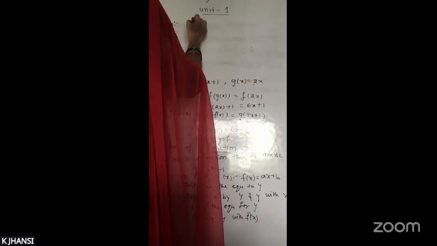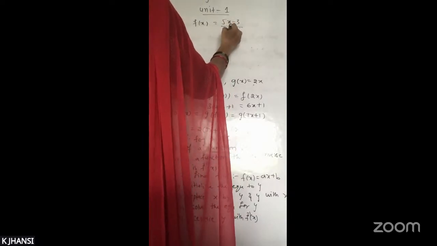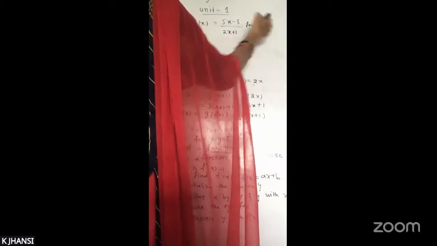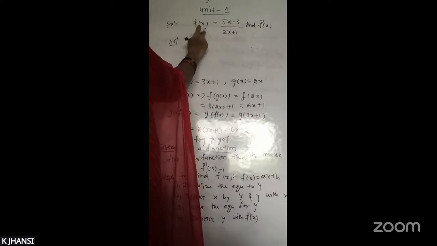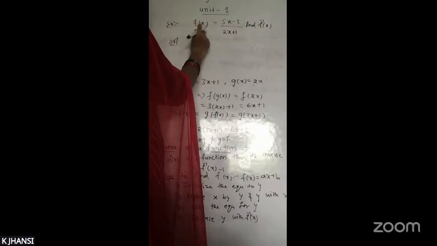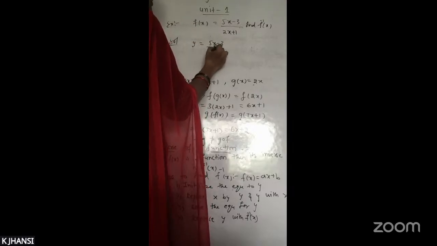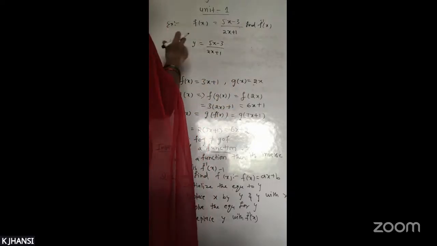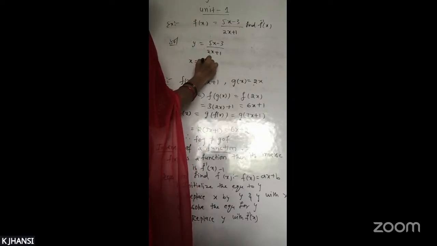So example, f of x equals 5x minus 3 by 2x plus 1. Find f inverse of x. So here solution, first thing is whatever the function is there, you have to initialize f of x as y. So y equals 5x minus 3 by 2x plus 1. This is the first step. What is the second step? Second step is replace y by x and x by y. So x equals 5y minus 3 by 2y plus 1.